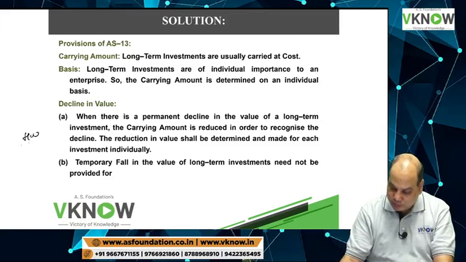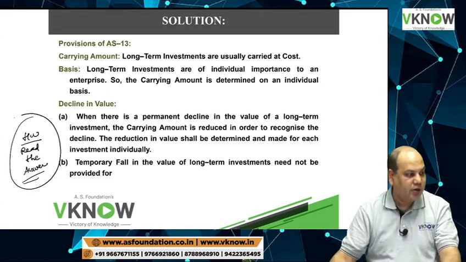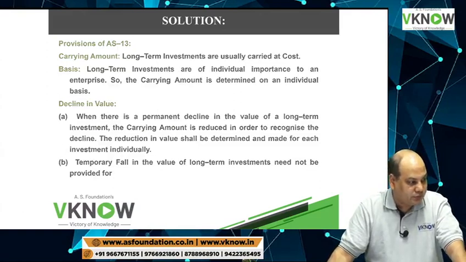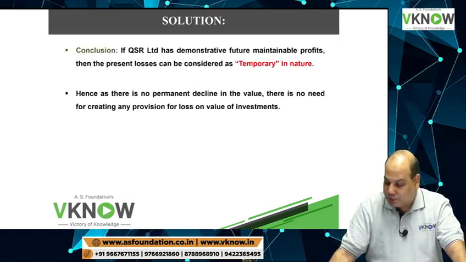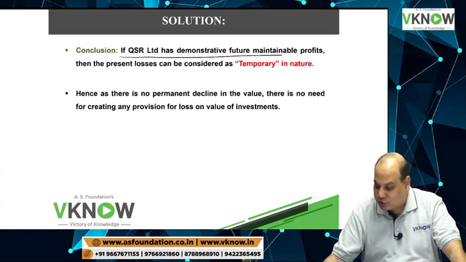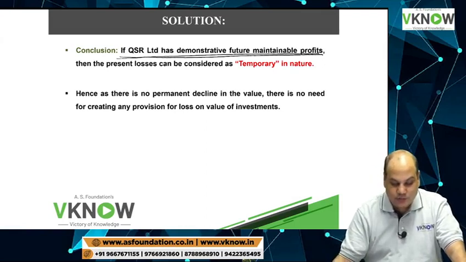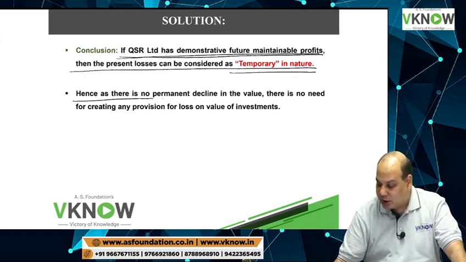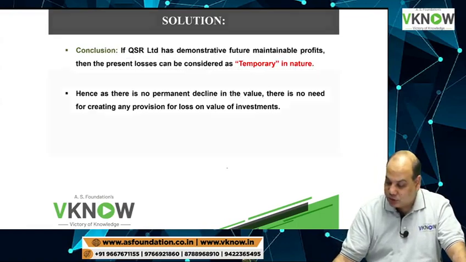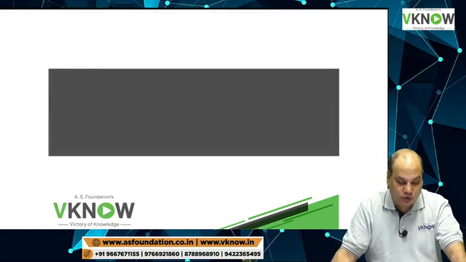Today's homework. Please write down, read the answer. You will write that the decline is not permanent, hence provision is not required. The company is optimistic that it will be able to make profit. On the screen, the answer is also there. The last three lines: the company has demonstrated future maintainable profit, then the present loss will be treated as temporary in nature. As there is no permanent decline in value, there is no need for creating provision for loss.